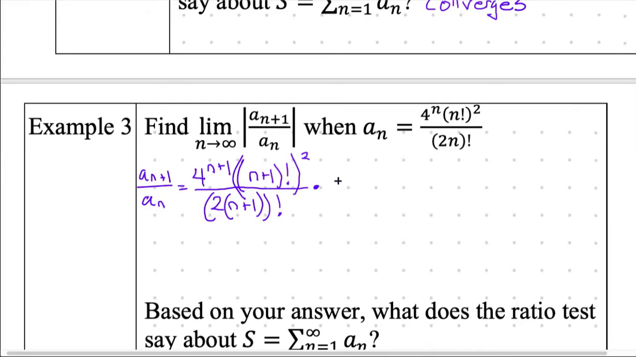Times 2n factorial over 4n times n factorial squared. Indeed, yep. We just took the reciprocal. Perfect. Thank you, Fiona. All right. Now it's time to start canceling things out.